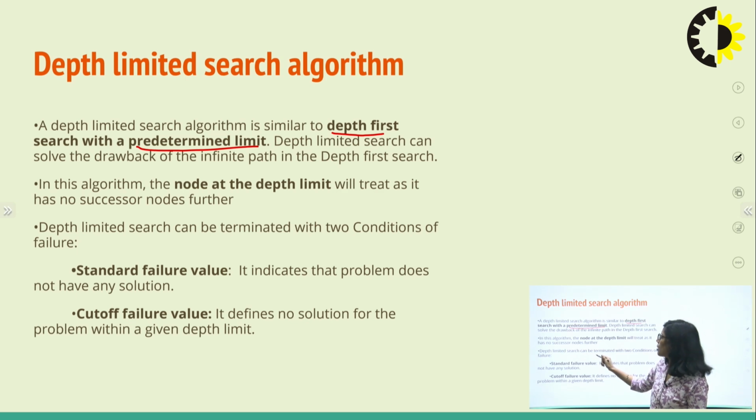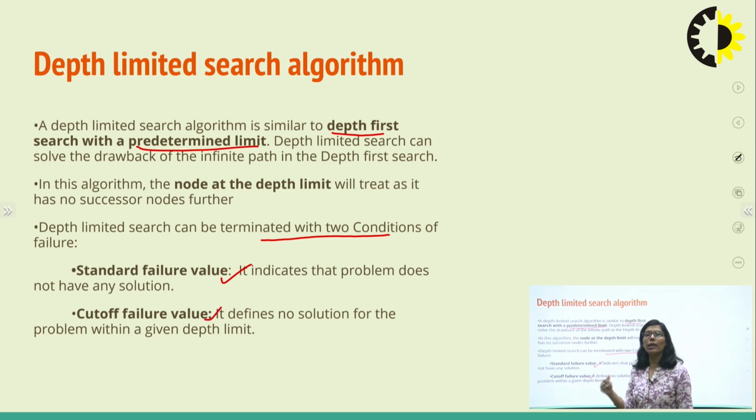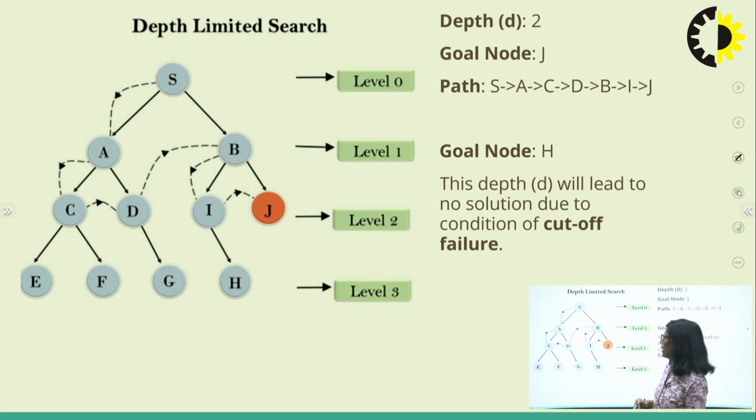So depth limited search can be terminated with two failure conditions. First, if there is no solution, that is the standard failure value, and other is the cutoff failure value, when it finds no solution for the problem in a given depth limit. So we have defined a depth limit, and if the goal node is beyond that depth limit, it won't be able to find the solution and the program will end.